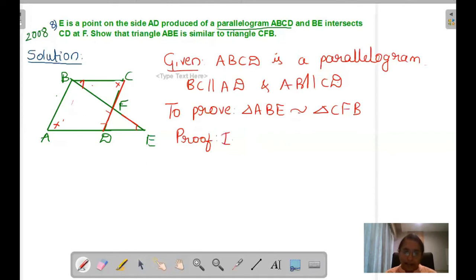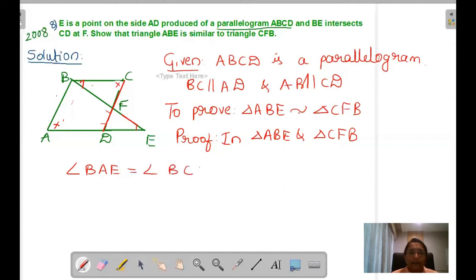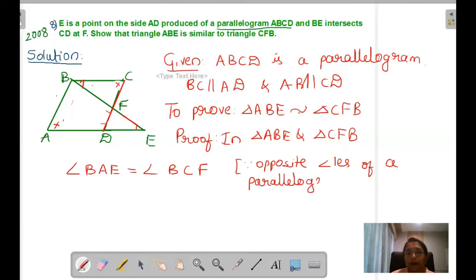So in triangle ABE and triangle CFB, angle ABE is equal to angle BCF, because opposite angles of a parallelogram are equal.